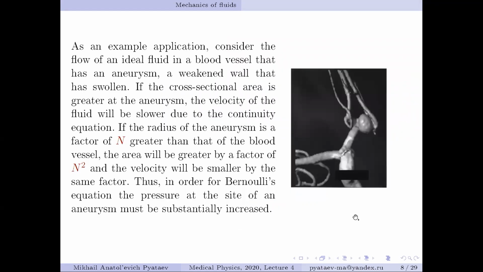Well, now let us consider how Bernoulli's law is applied in medicine. We have discussed some general concepts without application, but now let us consider some applications.